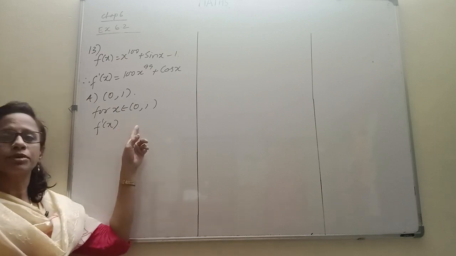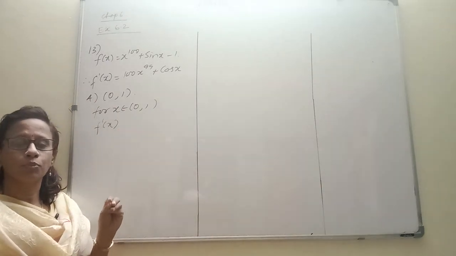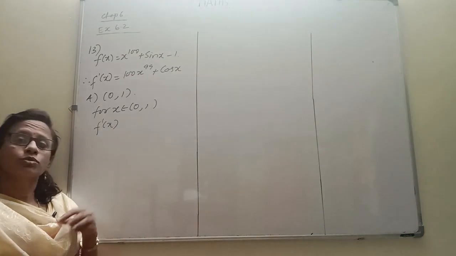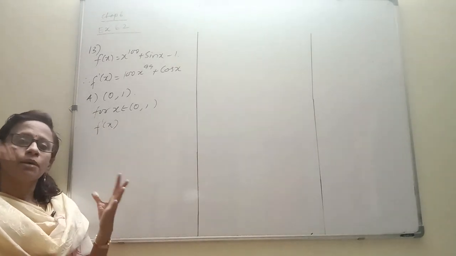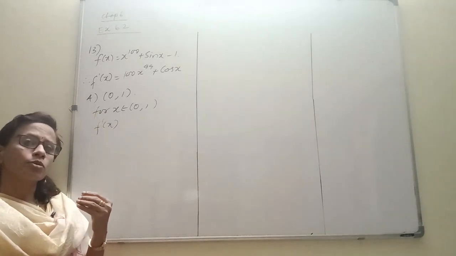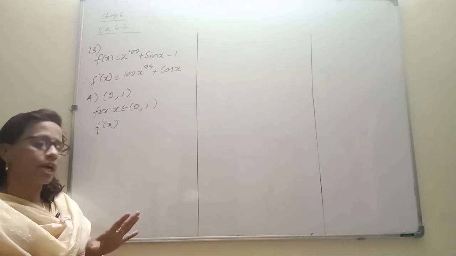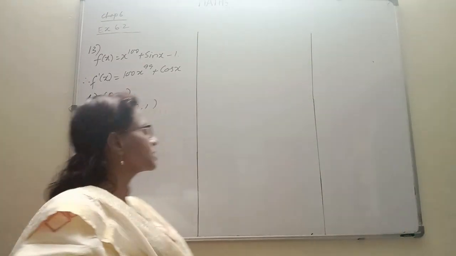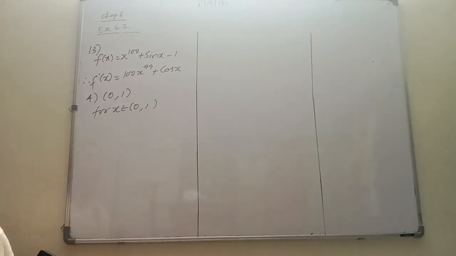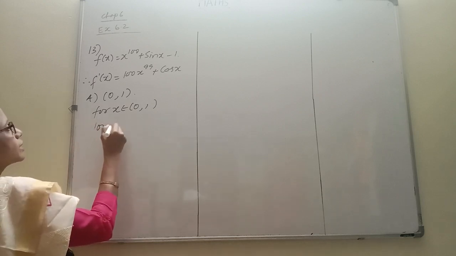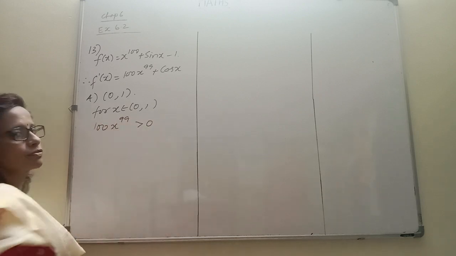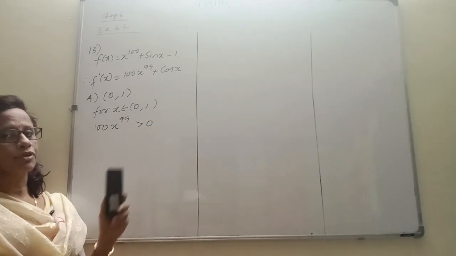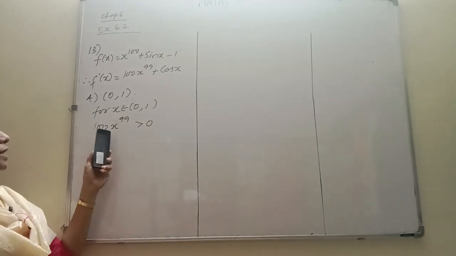Now x can take any value between 0 and 1, meaning it can be 0.1, 0.2, 0.3, something like that. So it is going to be 0.1 raised to 99, 0.2 raised to 99, 0.5 raised to 99. It will be a very small number, but anyhow it's a positive quantity. Our idea is to check whether it is positive or negative. So definitely it's going to be positive. So for x belonging to 0 to 1, 100 x raised to 99 is always positive, because you're taking a value between 0 and 1, which is definitely going to be positive. So this part is going to be positive.